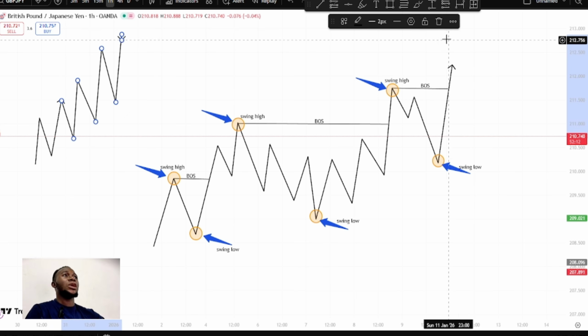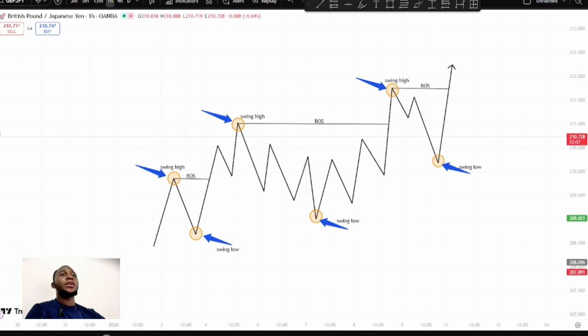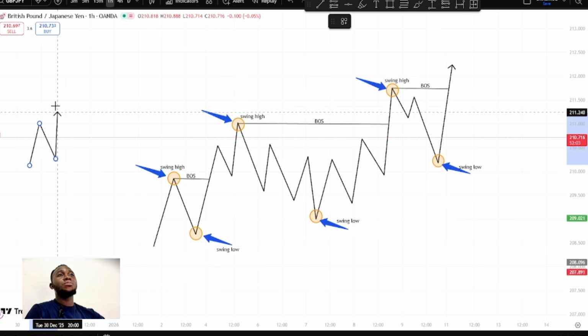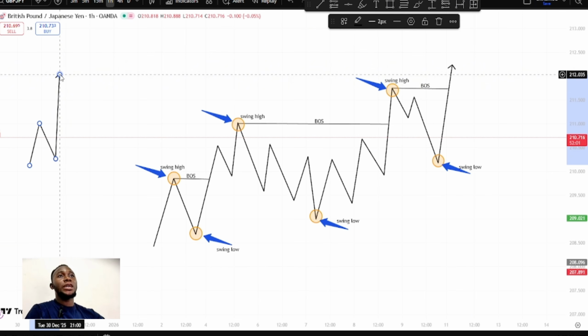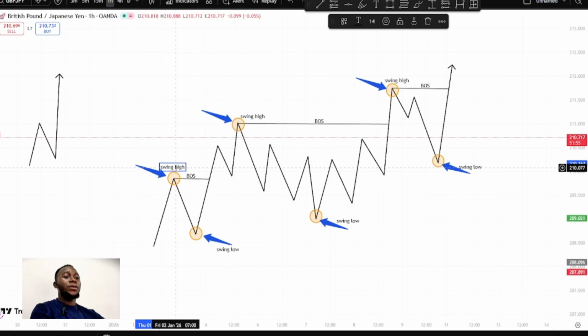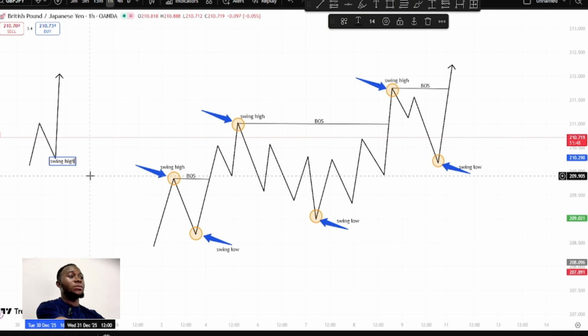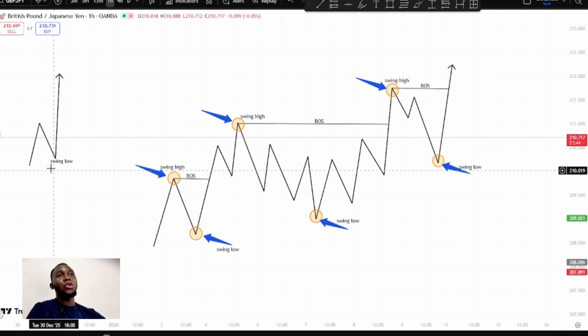Let me delete this so that I can explain it in simpler terms. When the market moves like this, retraces and creates a break of structure to the upside, what we have here is a swing low. Sorry, a swing low, not a swing high. Let me edit this. So what we have here is a swing low.